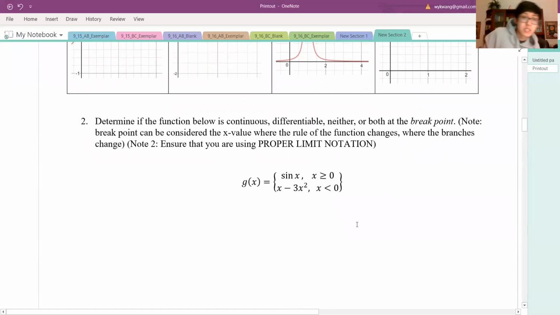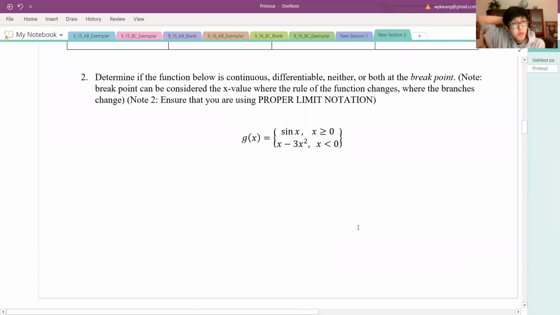Okay, determine if the function below is continuous, differentiable, neither, or both at the breakpoint. This is probably where people are going to need a bit of help. I'm just going to do the packet problem up until the last few steps, and then have you guys do it on your own, so I'm not just giving out the answer. Remember, it might be a good idea to see if it's continuous first, because if it's not continuous, we already know that it's not going to be differentiable. Continuity is required to be differentiable. So let's test for continuity.